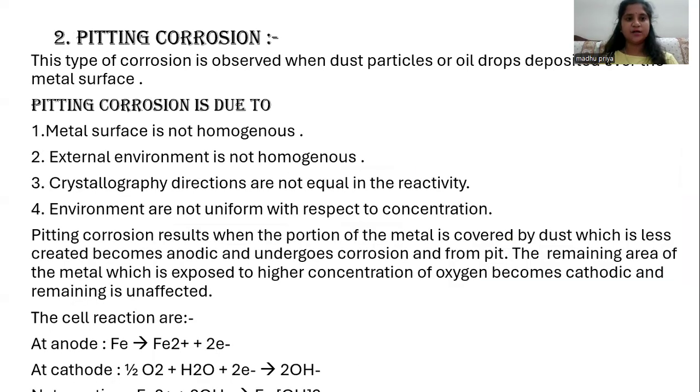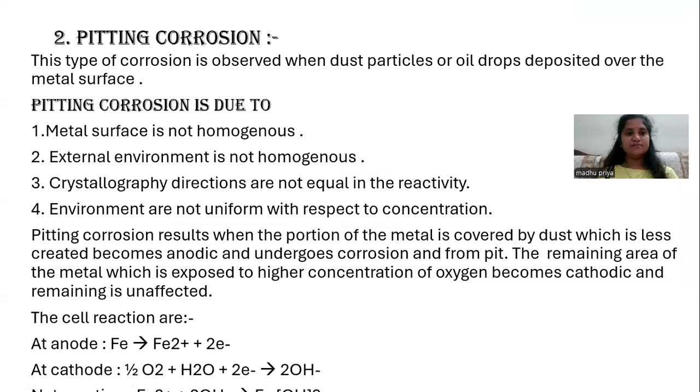Next, move on to the last topic of corrosion, that is pitting corrosion. This type of corrosion is observed when dust particles or oil drops are deposited over the metal surface. Pitting corrosion is due to the metal surface not being homogeneous, the external environment not being homogeneous, crystallographic directions not being equal in reactivity, and the environment not being uniform with respect to concentration.